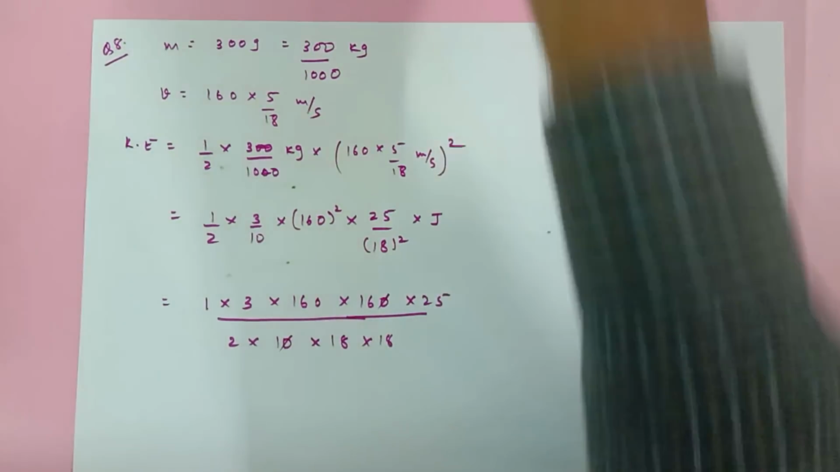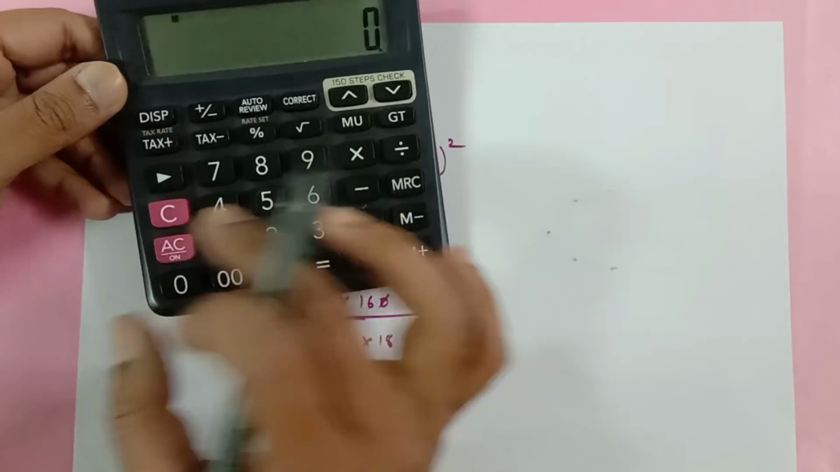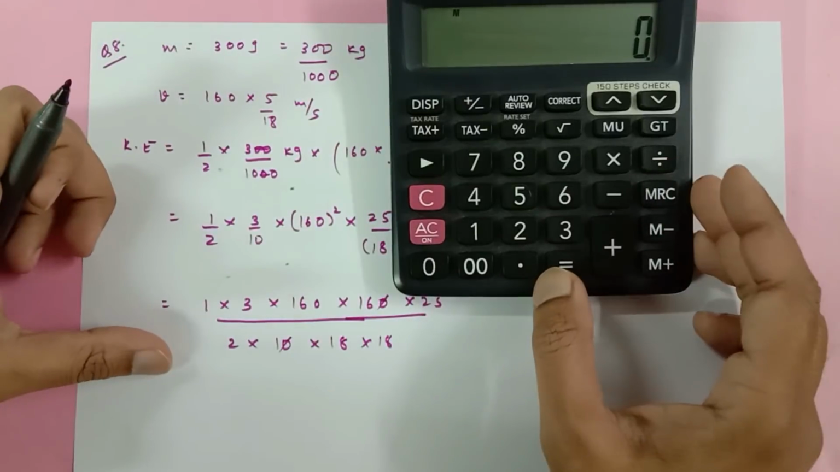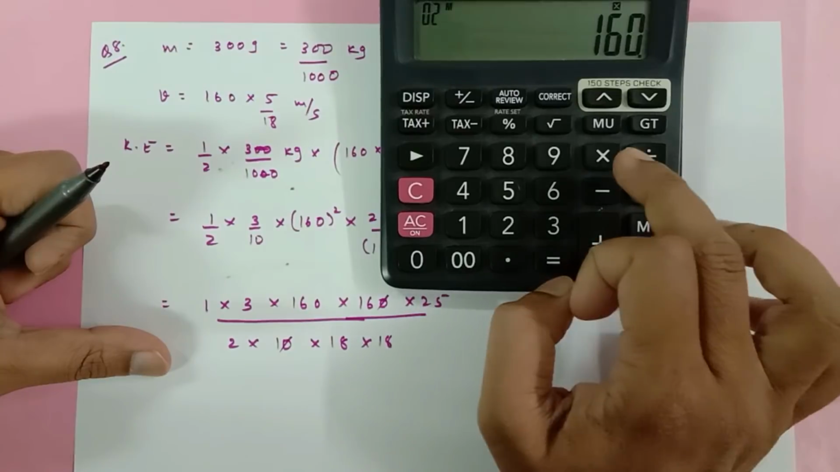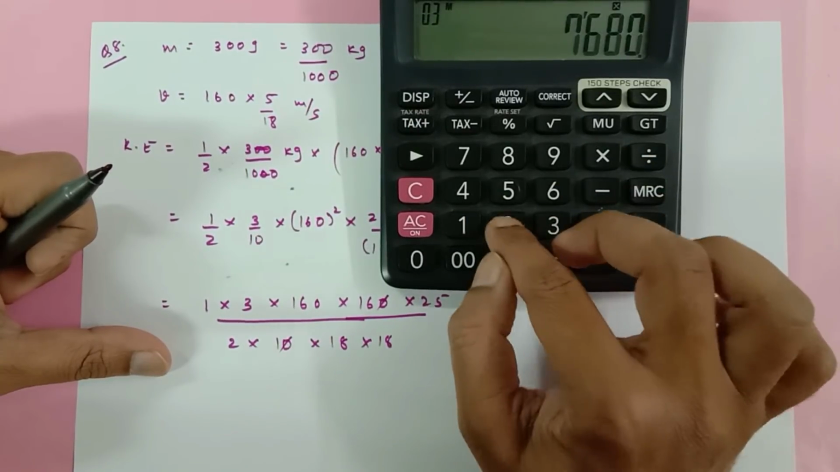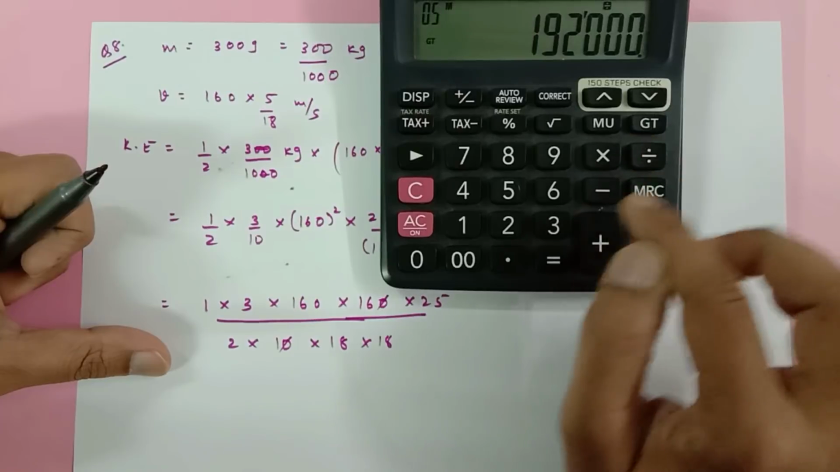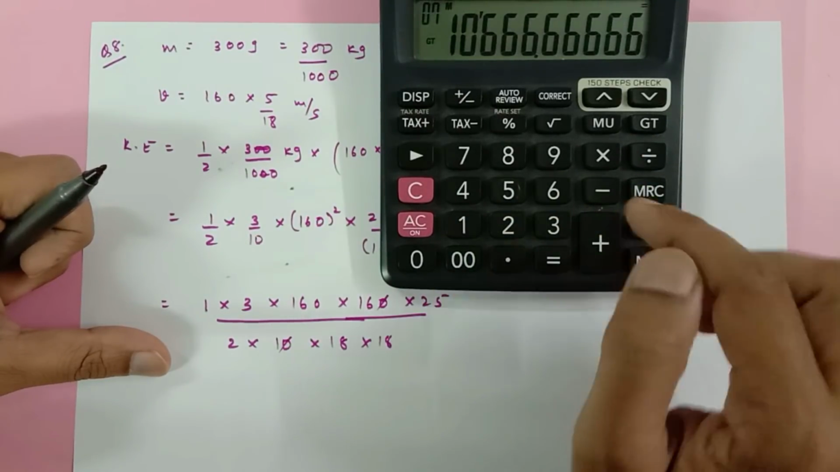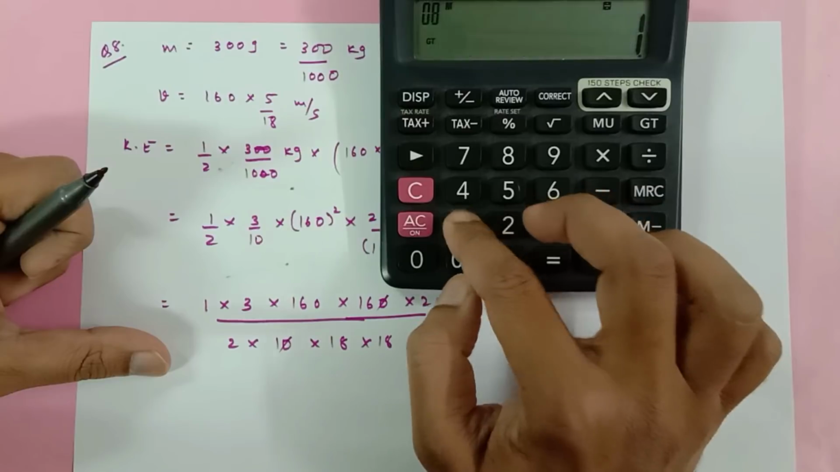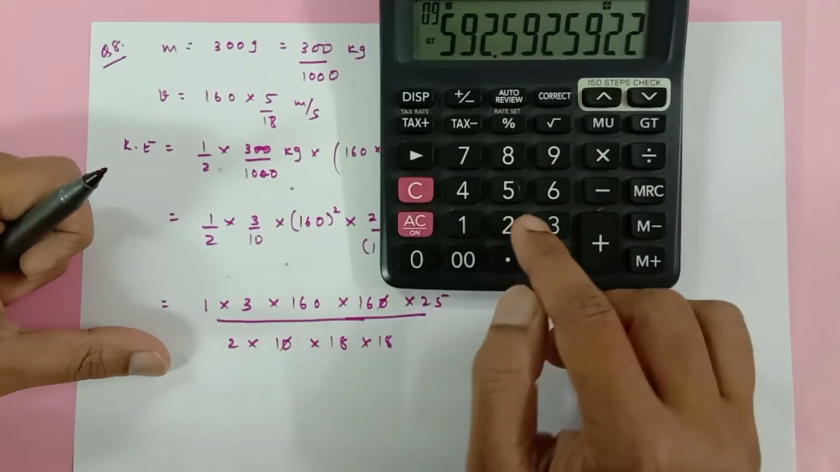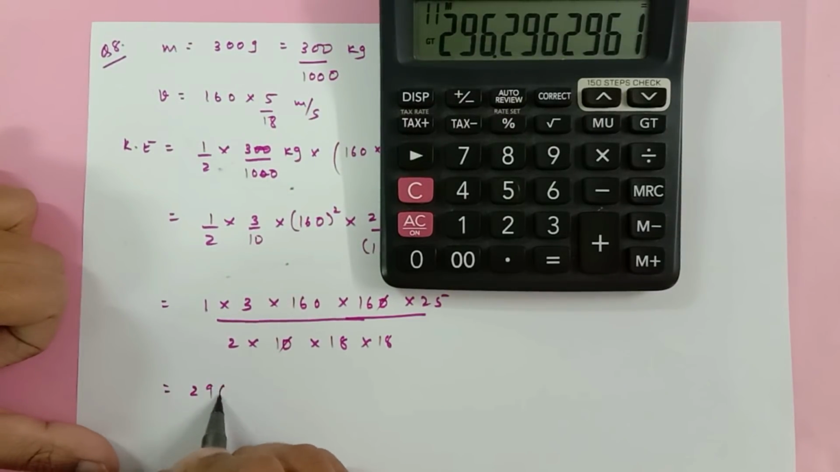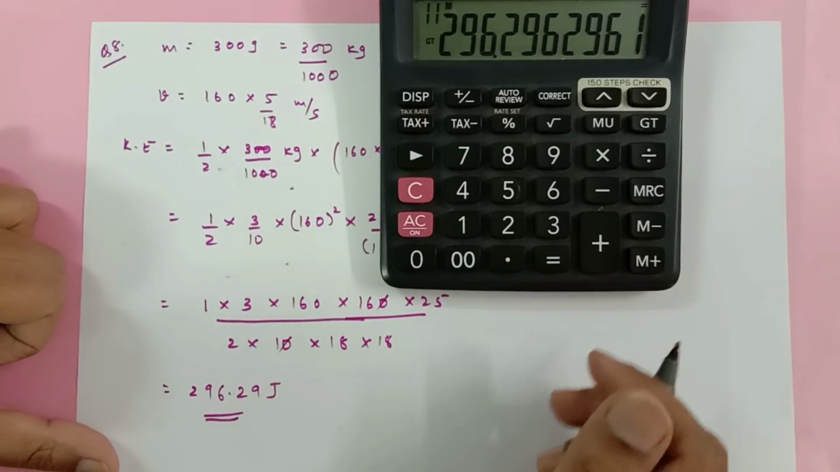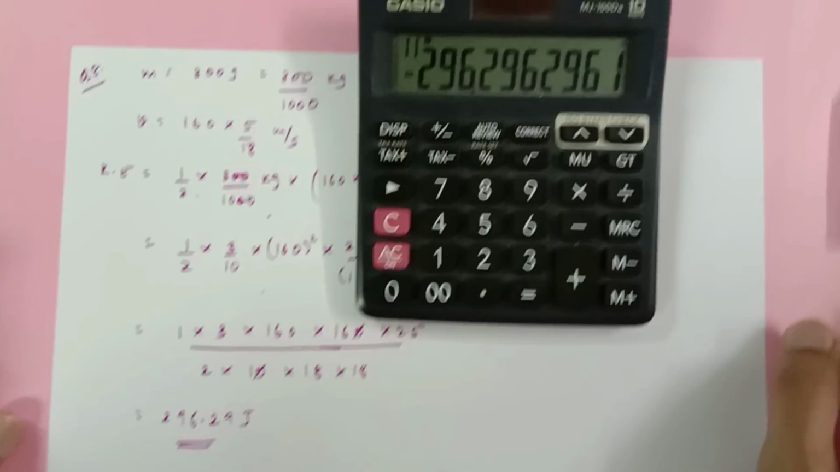So now let us straight away do this calculation on the calculator. This is 3 into 160 multiply by 160 multiply by 25, divided by 18, again divided by another 18, again divided by 2. This is our final answer, 296.29 joule. This is our answer for question number 8. Now people, question number 9.